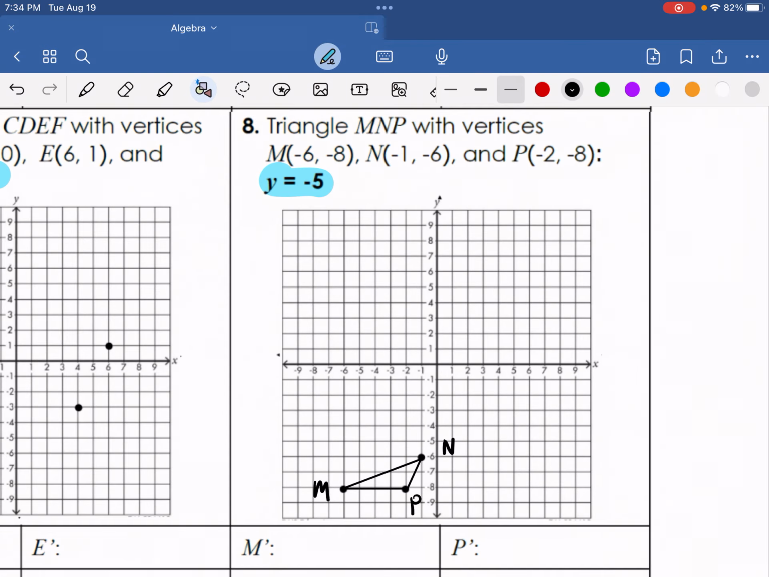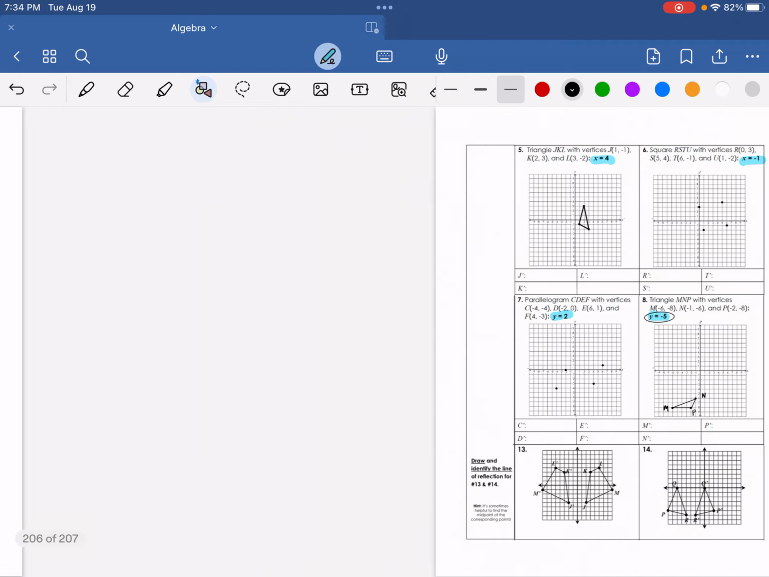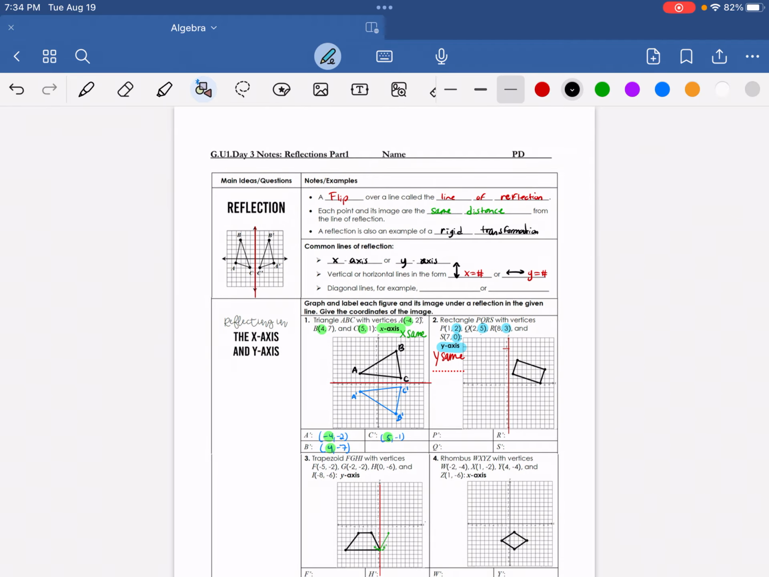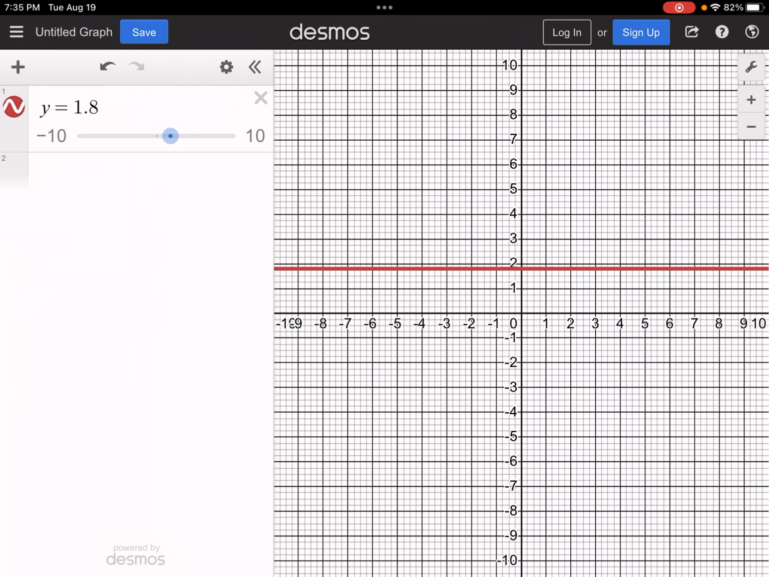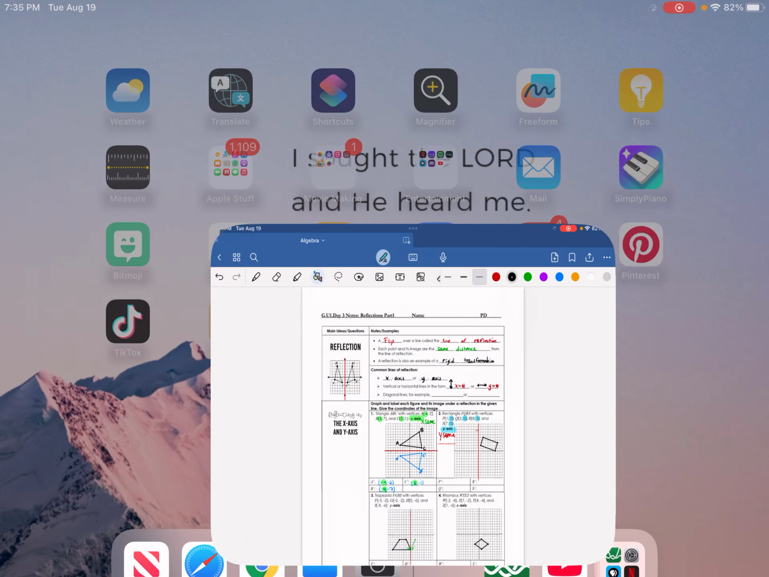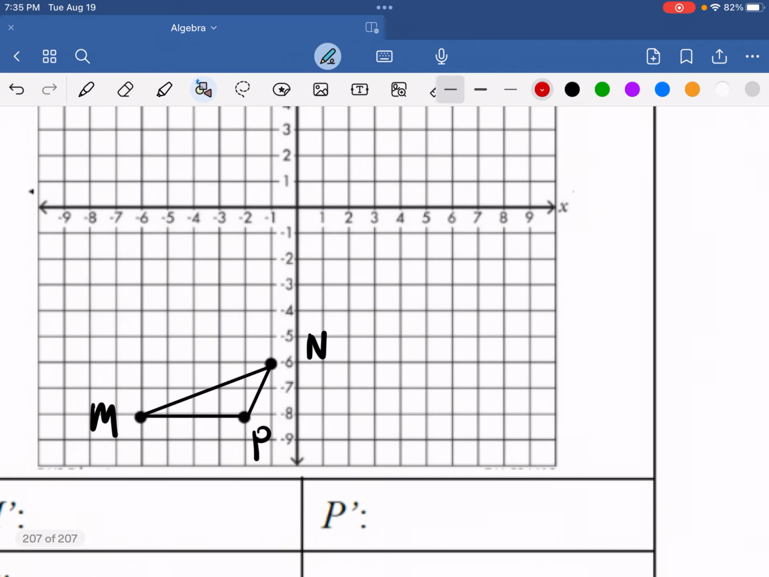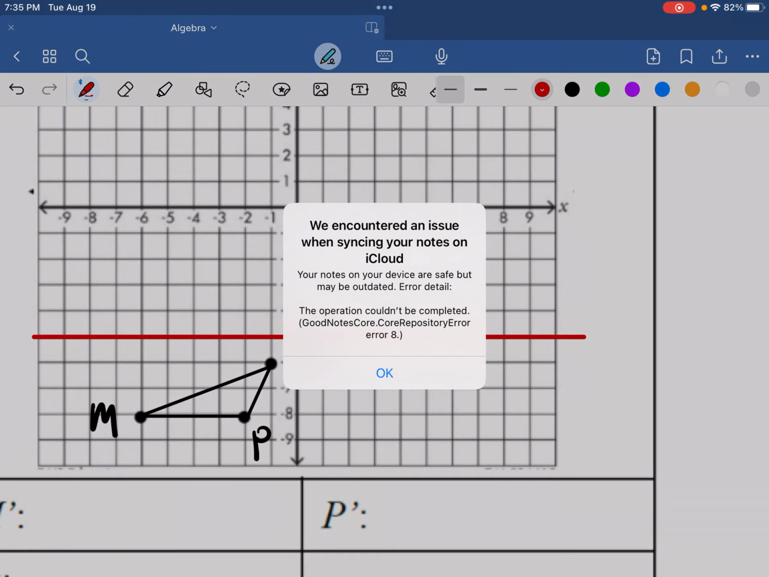And we are reflecting it over the line y equals -5. So what does that line look like? Is it horizontal or vertical? If we look back at our notes, if it is y equals, it's horizontal. And again, you can go to Desmos just to check. But yeah, if it's y equals -5, then it should be a horizontal line, like at -5 right there. So it's a flat line. So we're going to draw a horizontal line at -5 right here. So I'm going to write the equation y equals -5.